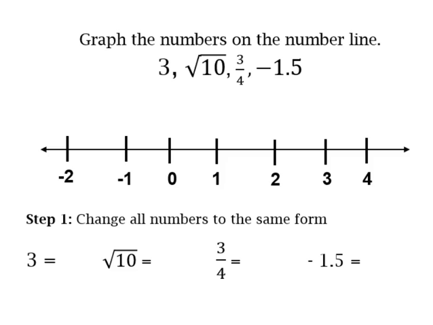For our first problem, we are graphing the numbers on the number line. We have 3, the square root of 10, 3/4, and negative 1.5. Our first step before we're able to graph these numbers is to change them all into the same form.